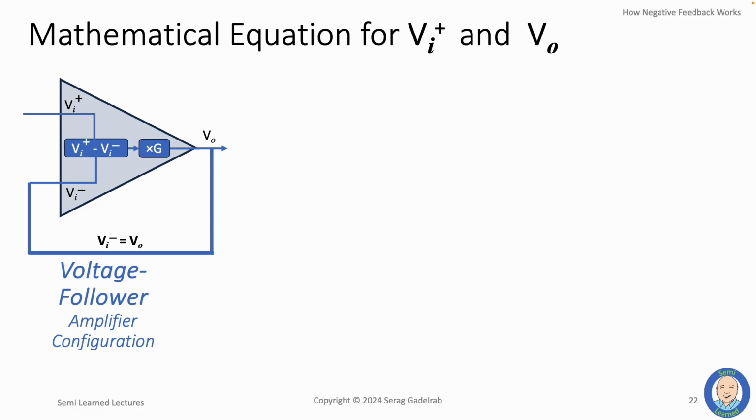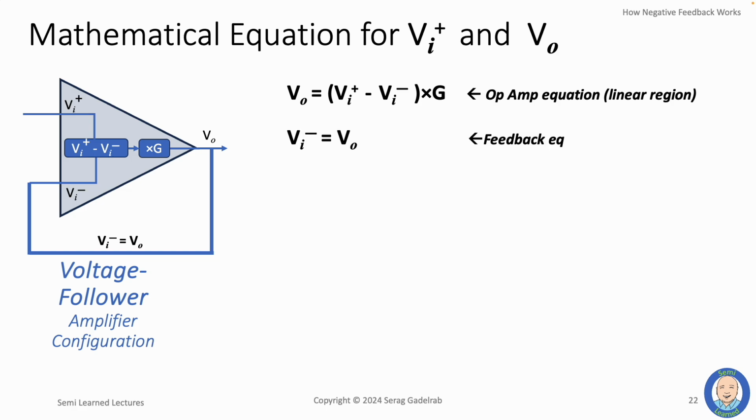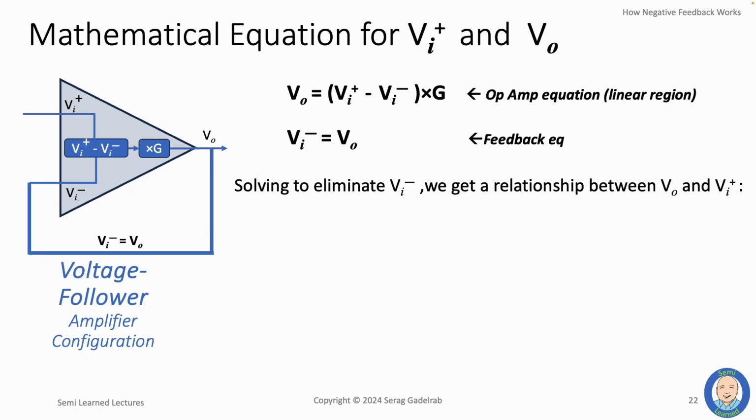Although the thought experiment already showed us that the output voltage will closely track the input voltage, we do not have an exact equation for that relationship. But now that we know that the op-amp is in the linear region, we can use the op-amp linear region equation as well as the feedback equation to get such a relationship. Now, substituting the feedback equation to eliminate the negative input terminal term inside the op-amp linear region equation, we will solve for V out as a function of the input voltage, and then we will get this very simple equation.